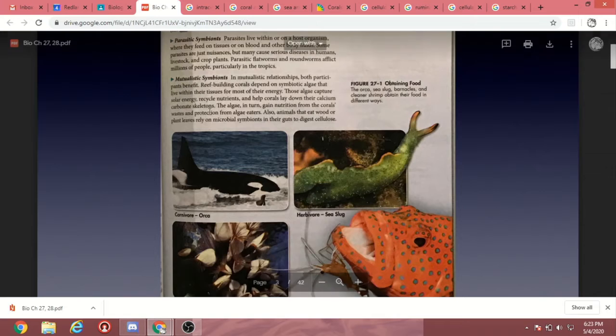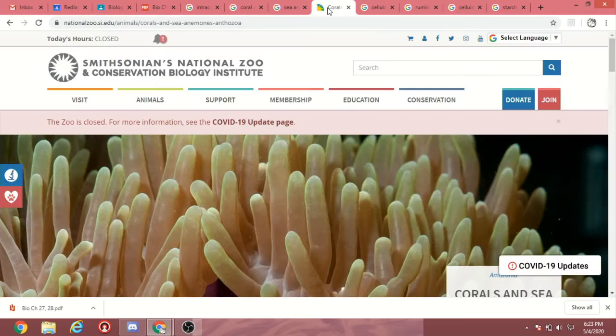So the algae capture solar energy from the sun, they recycle nutrients, and they help the corals lay down their calcium carbonate skeletons. And they in turn gain nutrition from the coral's waste, and they also get protection from algae eaters.